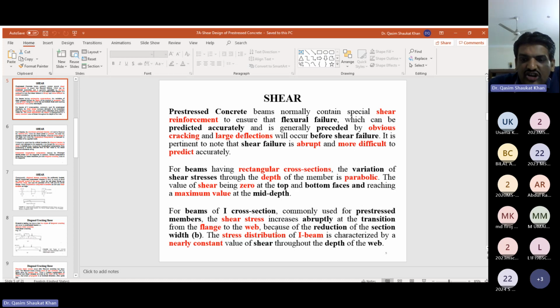The stress distribution of I-shaped beam is characterized by a nearly constant value of shear throughout the depth, because in the web part, the width of the section is the same. It remains the same. It does not change, and shear stress is VQ over I into B. V is the applied shear, Q is the first moment of area, I is the second moment of area. Only variable is B, the width of the section.